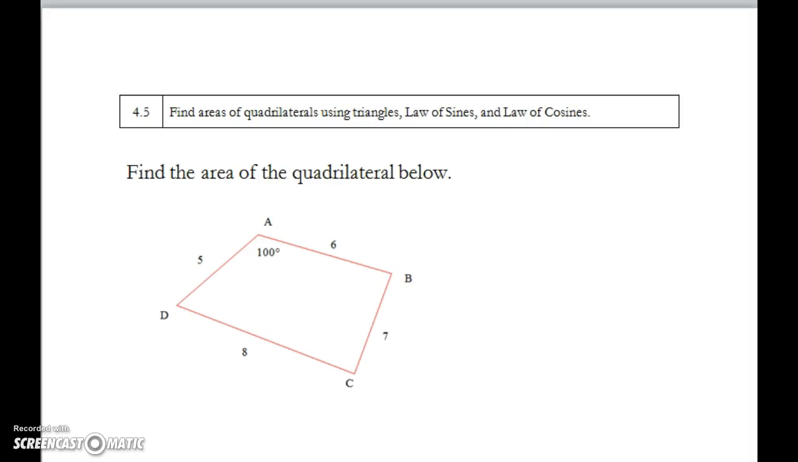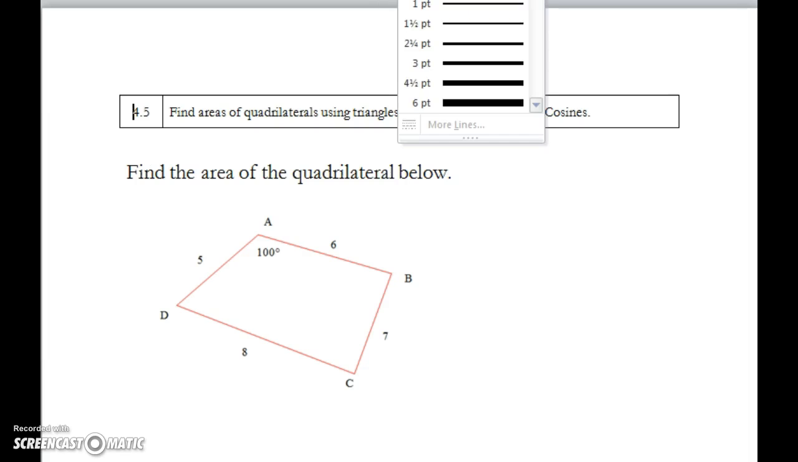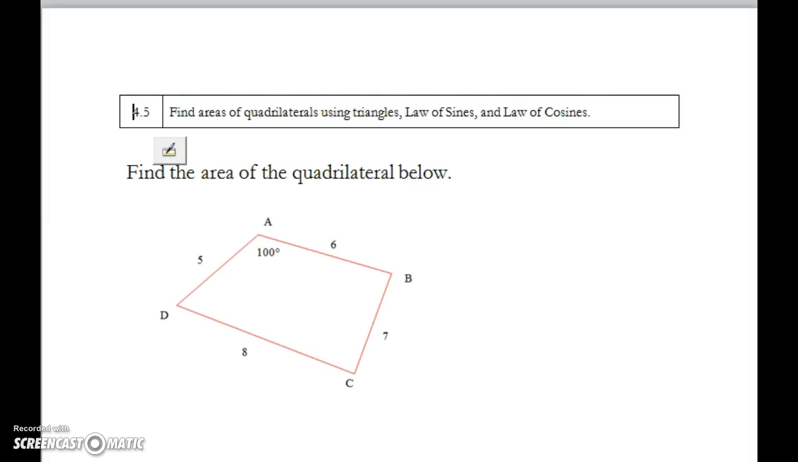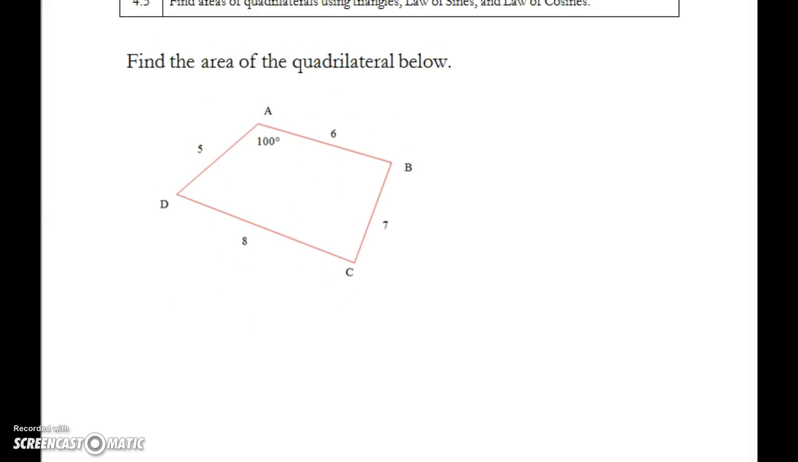Standard 4.5, finding the areas of quadrilaterals using triangles, law of sines, law of cosines. Alright, so if we take a look at our diagram, we have a quadrilateral, a four-sided figure, and our job is to find the area. We don't have a lot of information, but what we can do is divide this quadrilateral into two triangles. And now we have a little bit more that can help us.